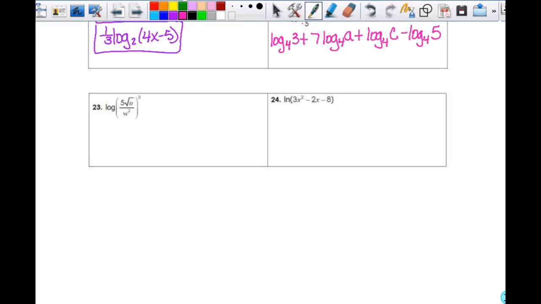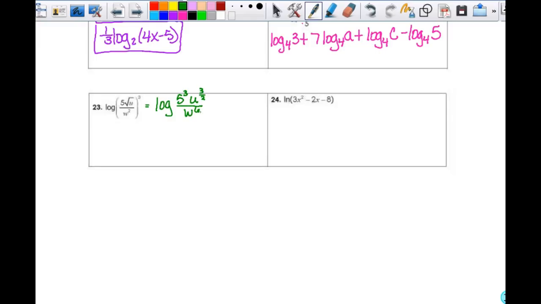All right, so on 23, we got a couple of options. But I think the best thing to do, Amy, is you could bring the 3 out front here and then take care of everything on the inside and distribute, or you could go ahead and distribute that exponent, which might be a good idea. So this becomes log of 5 to the 3rd, and this square root is going to be 1/2, so that's u to the 3/2 over w to the 6th power. So it's just already all in there.